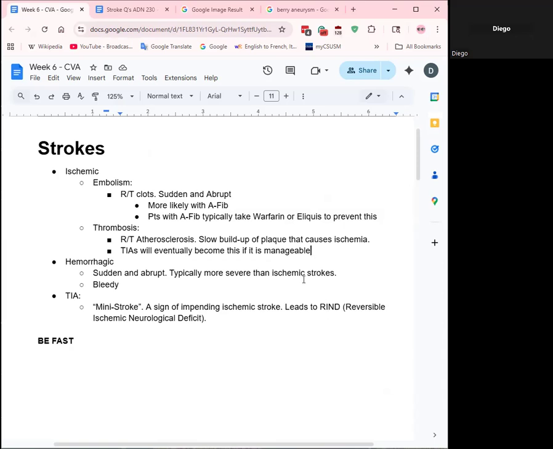The condition that causes the neurological deficit is called reversible ischemic neurological deficit. So keyword there is reversible. So the TIAs don't lead to long-standing deficit.